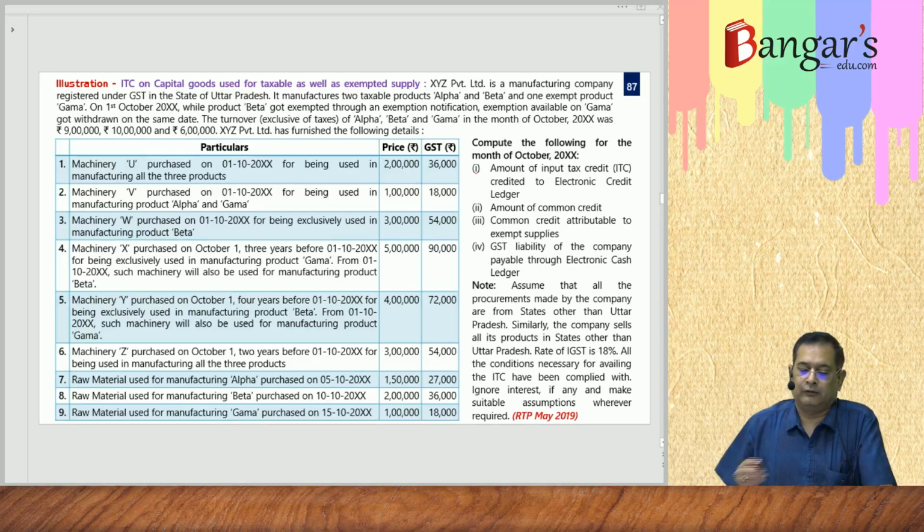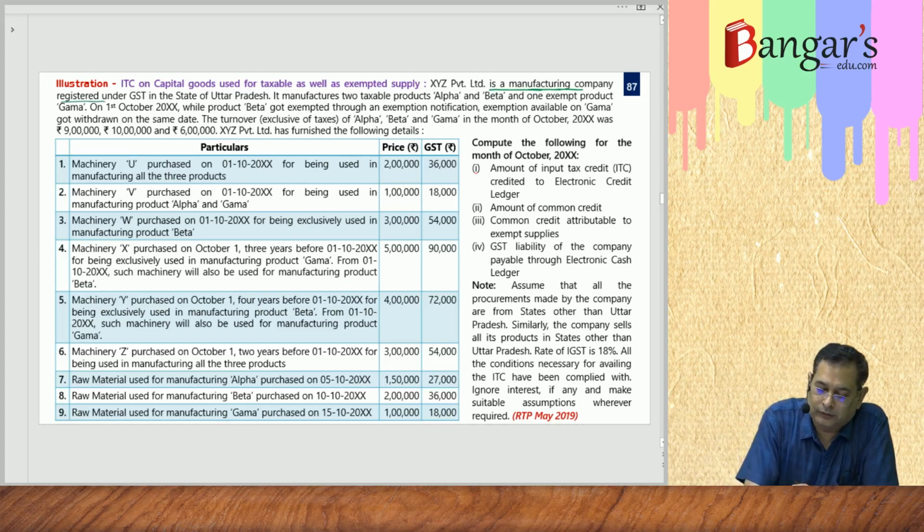Now we'll be discussing one more question that has been asked in the revisionary test paper May 2019, which is a comprehensive question. XYZ Private Limited is a manufacturing company registered under GST in the state of Uttar Pradesh. It manufactures two taxable products.